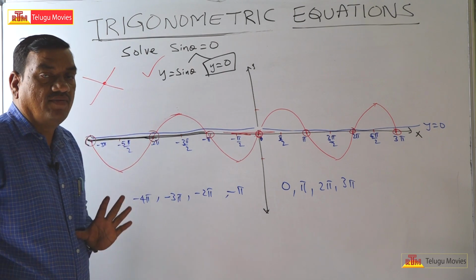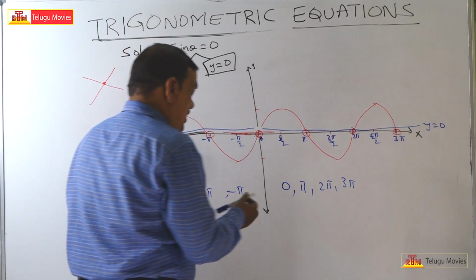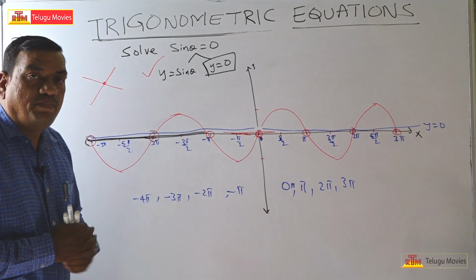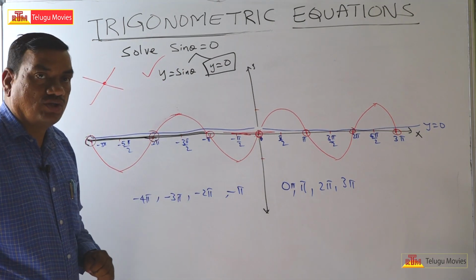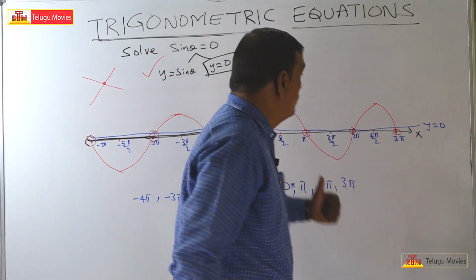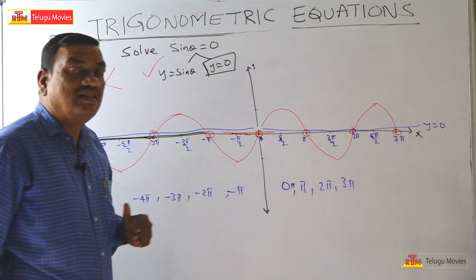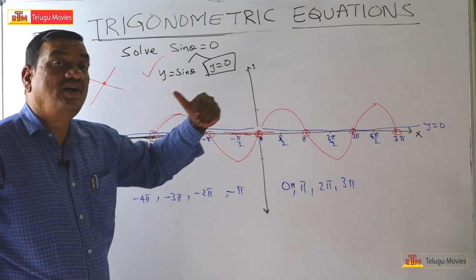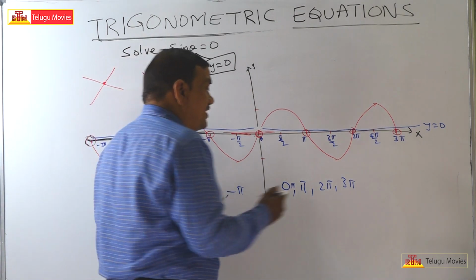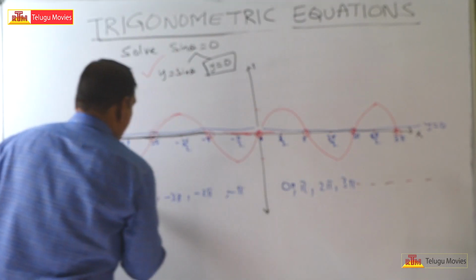Pi is common everywhere. Here also you can write 0 pi, no problem. Pi is common for each and every solution. But can you say that only up to 3 pi? No. As we know, the graph of y is equal to sin theta extends indefinitely in both directions. There are so many solutions we will get on this side and this side.